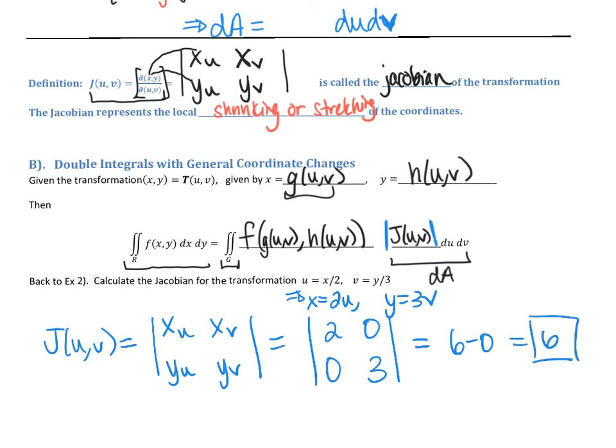And at the end of the day, if I had gotten a negative value, I would have taken the absolute value when I plug it in. Because again, this is always going to be a positive number. It's representing how the area is shrinking or stretching. And so we'll always take the absolute value at the end. Okay, so let's go to a full example of this now that we have the theory.